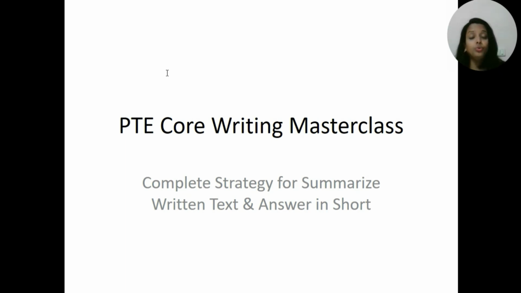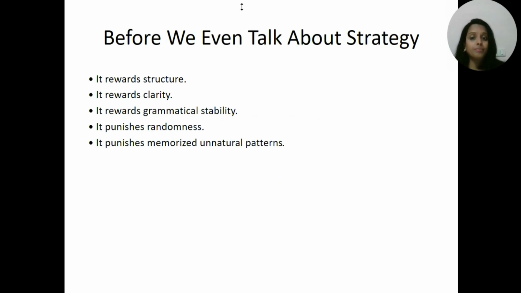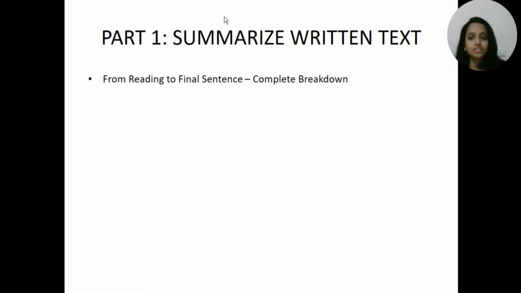That means it rewards the structure, it rewards clarity, it rewards grammatical stability, it punishes randomness, it punishes memorized unnatural patterns. This means the system is not emotional, it is mathematical. So your preparation must be systematic. Now let's break everything down from zero. Part 1, summarize written text from reading to final sentence.